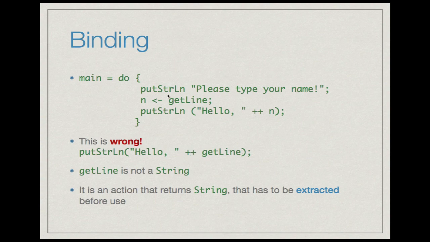You should always bind it to some name and then use that name here. GetLine is not a string, it is an action that returns a string that has to be extracted before the use, and the extraction is the binding that is mentioned here.